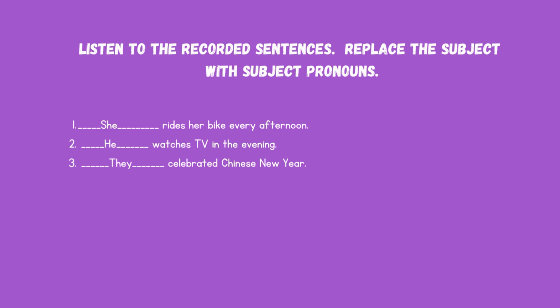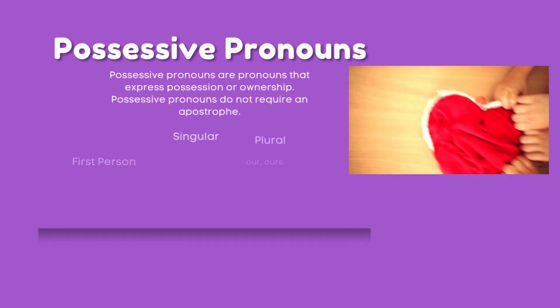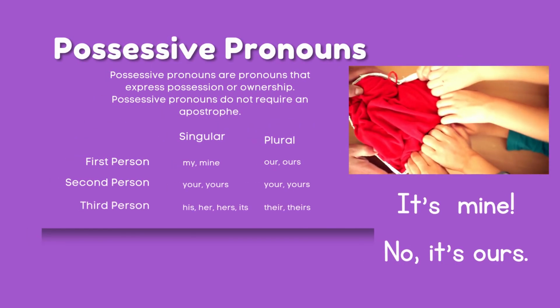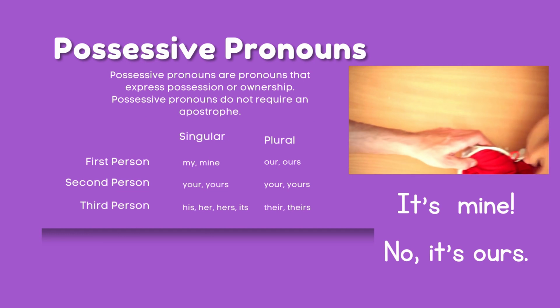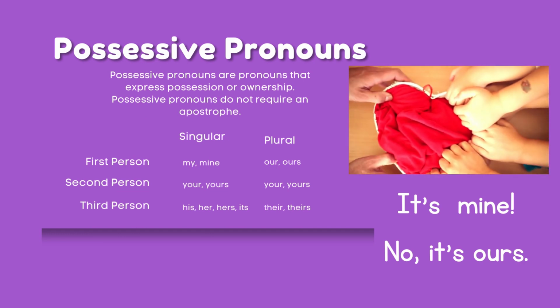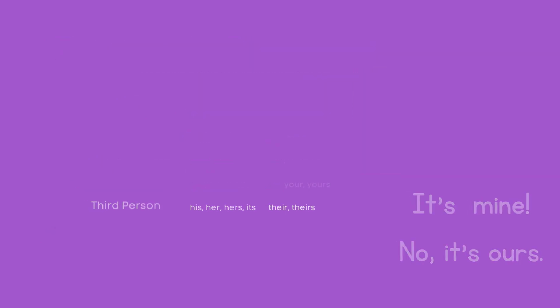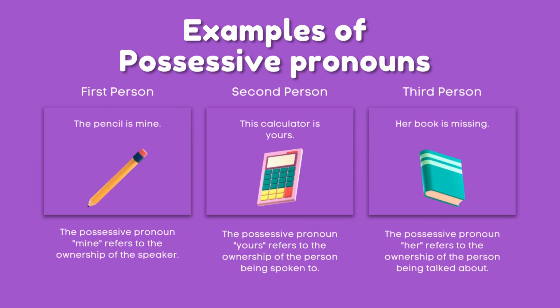Let's go on to possessive pronouns. Possessive pronouns express possession or ownership. Possessive pronouns do not require an apostrophe. Examples of possessive pronouns include: the pencil is mine. Who is speaking? Mine refers to me. I is first person, and so mine refers to the ownership of the speaker. I own the pencil.